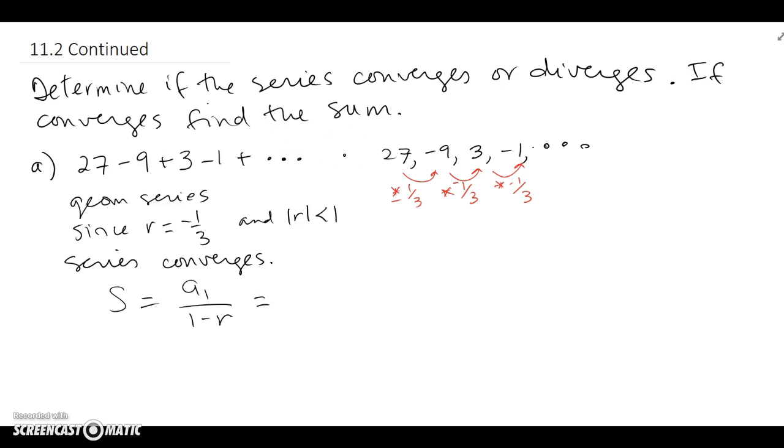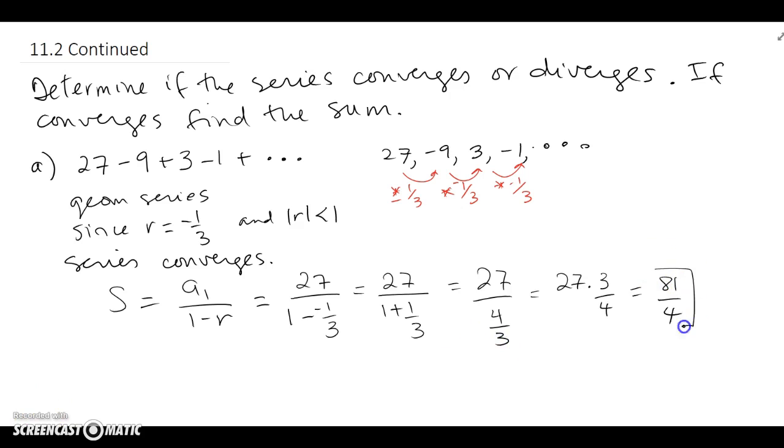So does it converge or diverge? It converges. Now the sum is going to be the first term here, which is 27 over 1 minus r, and r here is -1/3. So we end up with 27 over 1 plus 1/3, 27 over 4/3, and ultimately it converges to 81 over 4. Part B, we have another series.